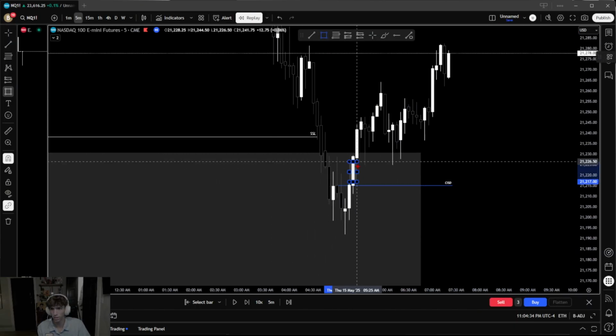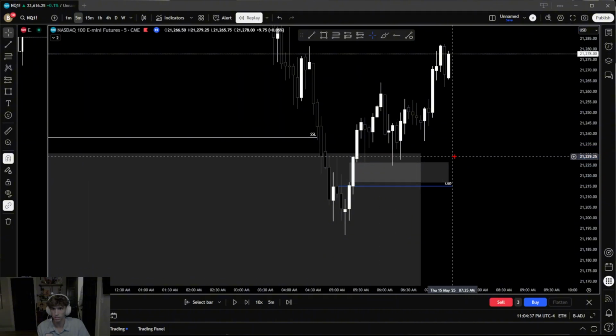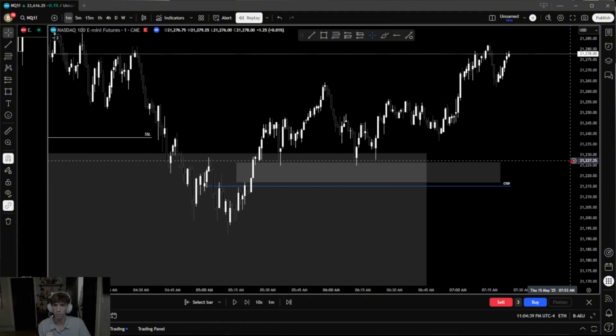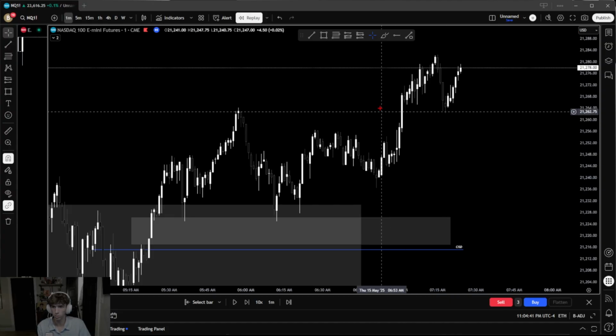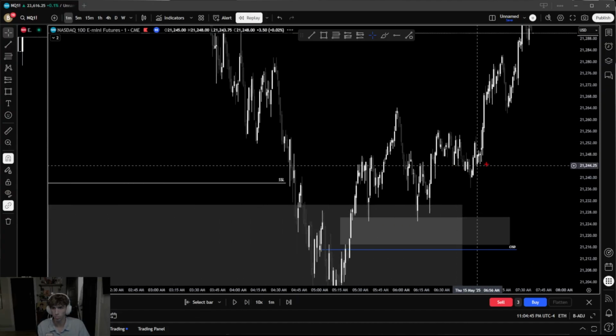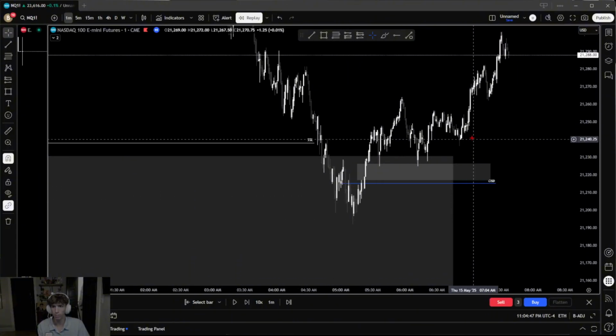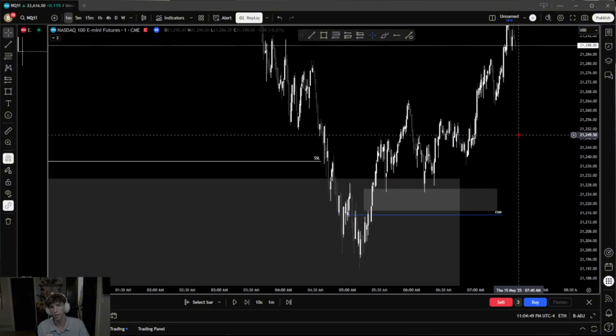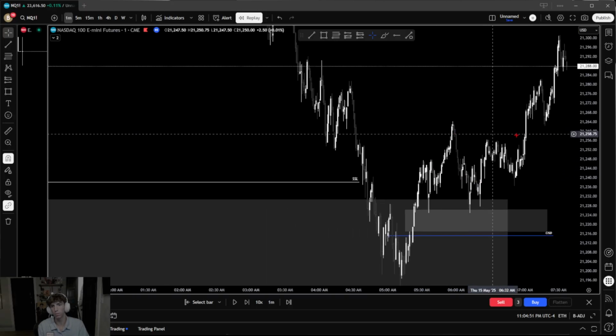5 minute fair value gap. Tap back into. Go into the 1 minute. I want to see something internal now show up with price, or price completely goes up. So this would be a valid change in the state. It's just my entry wasn't right. Played it on a bit too much.